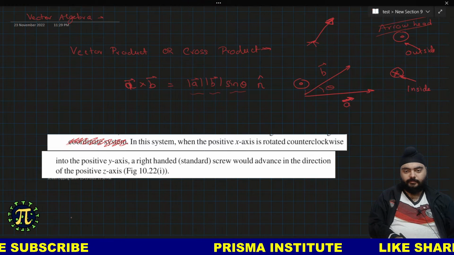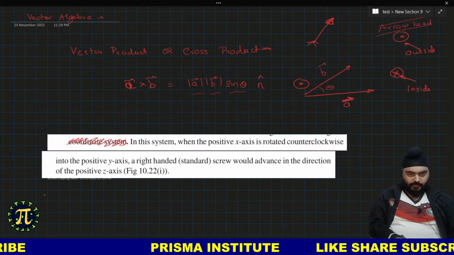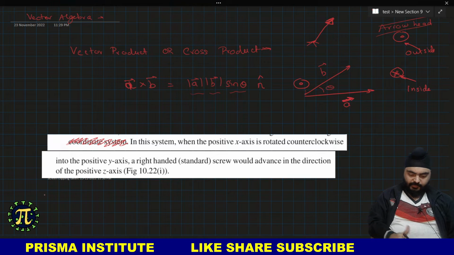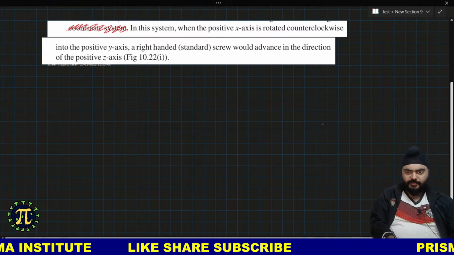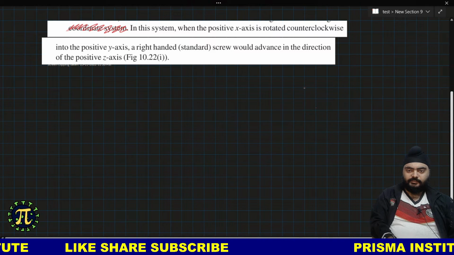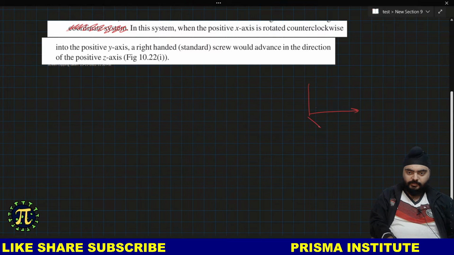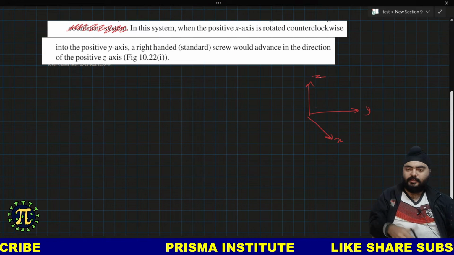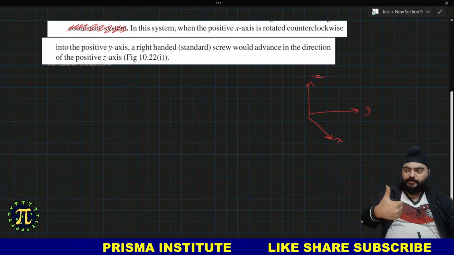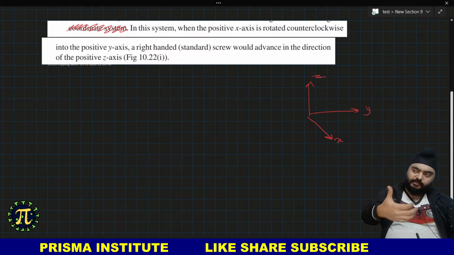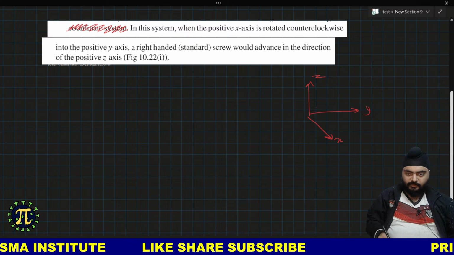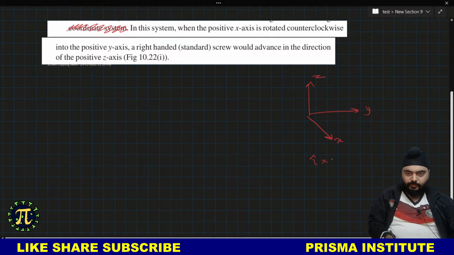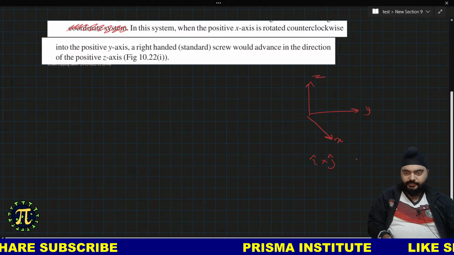So in the system, when the positive x axis is rotated counterclockwise into y axis, the right hand will advance in the direction of the z axis. So you can imagine it like this. हम जो system follow करते हैं, it is a right-handed system. So जनरली आपने देखा होगा अभी तक लेक्चर में मैं x यहाँ ड्रॉ कर रहा था, y यहाँ ड्रॉ कर रहा था, z यहाँ ड्रॉ कर रहा था, and if you curl your fingers from x to y, it is pointing towards the z direction. And so this means i cap cross j cap will point towards the direction of the k cap.